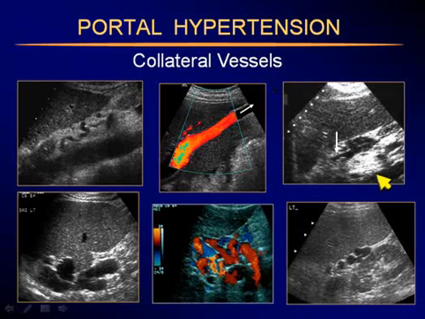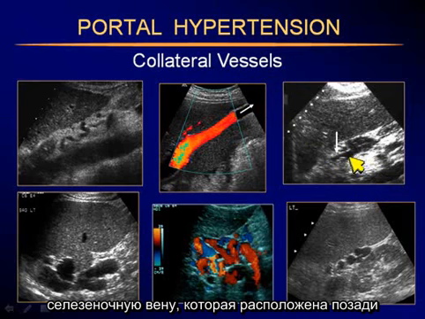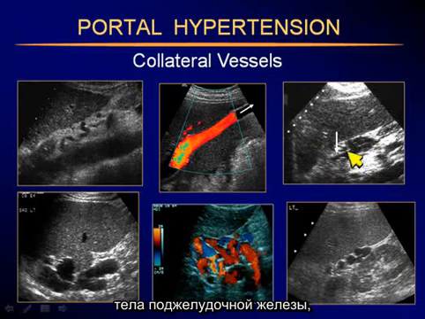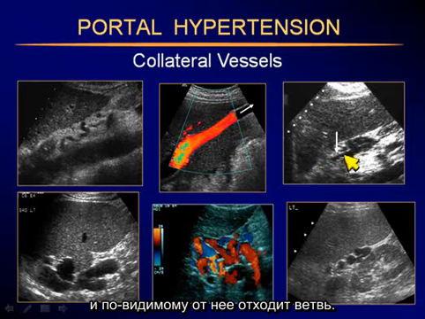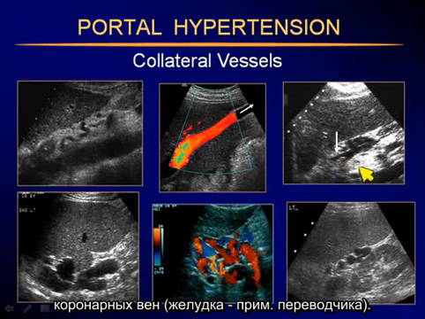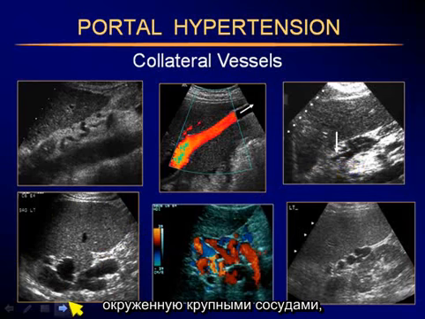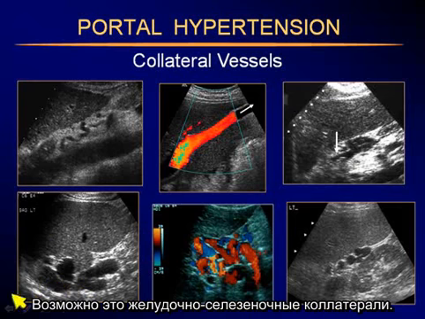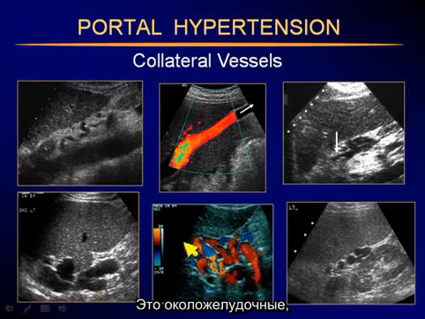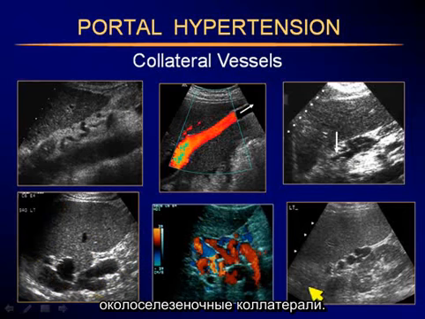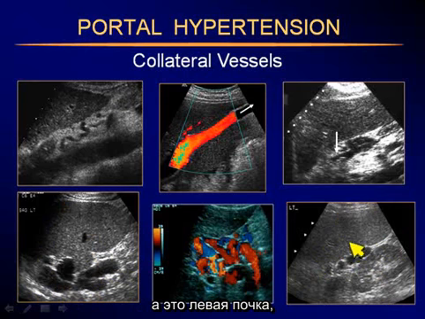In this image, we see the splenic vein, which is posterior to the body of the pancreas, and it seems to have a branch. We usually never see a branch there, but when we see such a branch, that's a perfect place for a coronary vein. Here's a spleen with large vessels around it up in the left upper quadrant. Perhaps these are gastrosplenic collaterals. Here's perigastric or perisplenic kind of collaterals. Here's a large spleen with the left kidney, and there's a large tortuous vessel in between, a spleno-renal shunt.